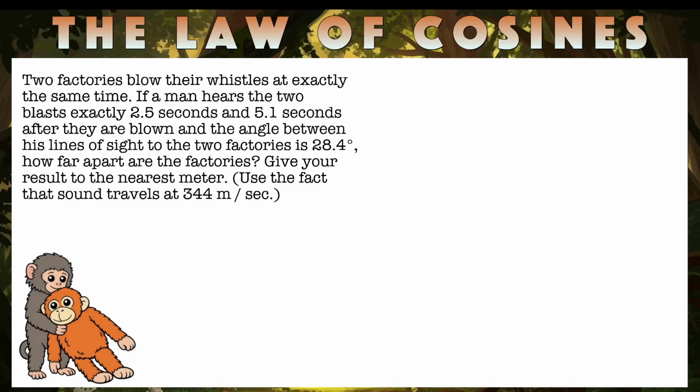Hey everybody, in this video we have an example that will require the use of law of cosines. So let's get started on this one. In this example we have two factories that blow their whistles at exactly the same time. If a man hears the two blasts exactly 2.5 and 5.1 seconds after they are blown, and the angle between his lines of sight to the two factories is 28.4 degrees, how far apart are the factories?